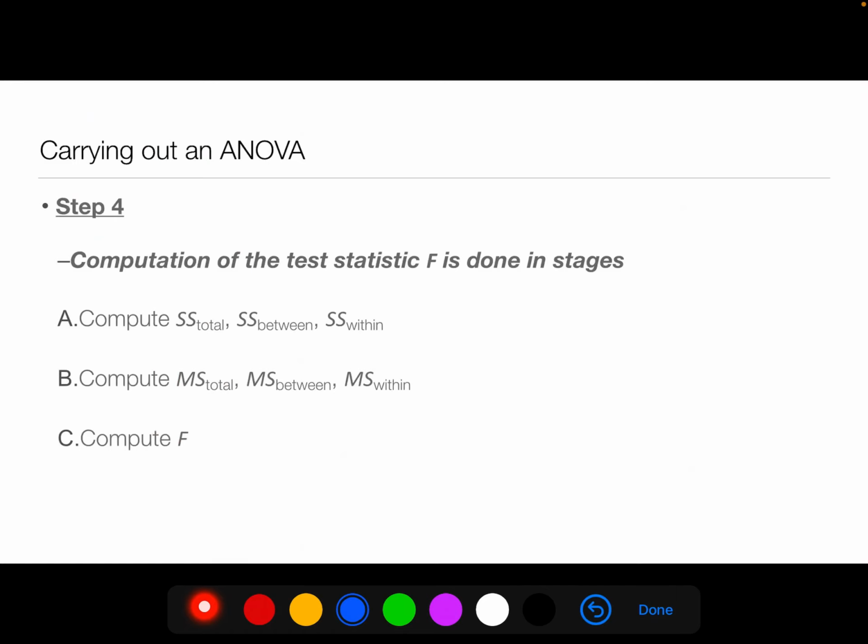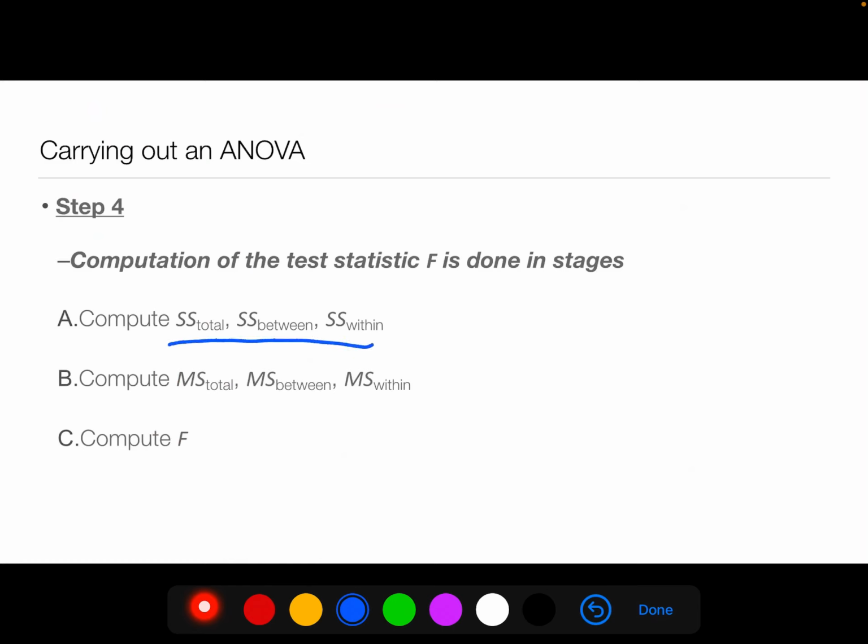Step 4 is where the fun really starts. Again, this is where we're going to have the biggest changes to our 6-step process. Step 4 is still where we calculate that test statistic, but now it's done in 3 sub-stages. Yay! More work! Really, the biggest one is 4A, where we're going to calculate these kind of new values that we haven't calculated before.